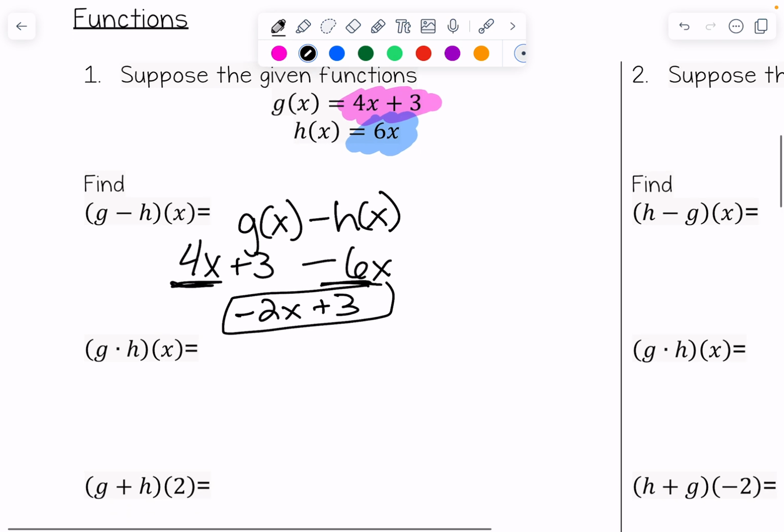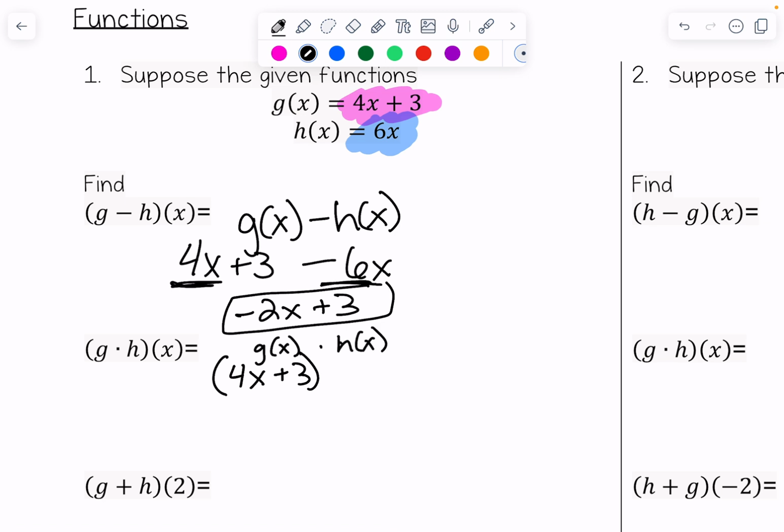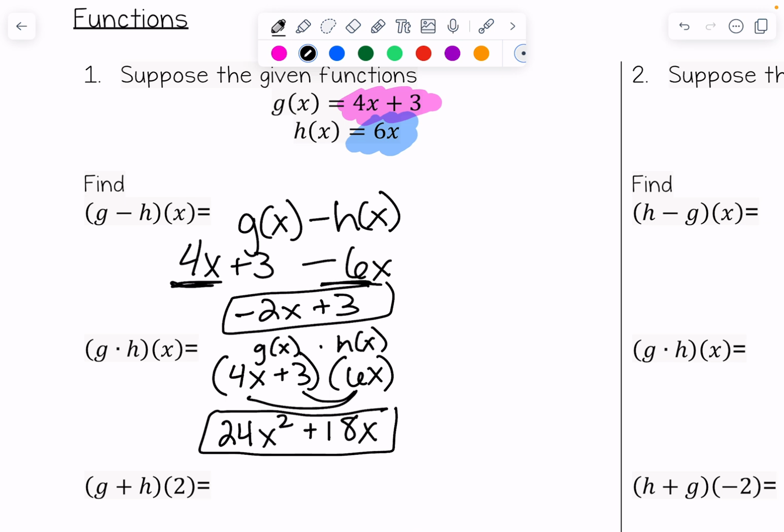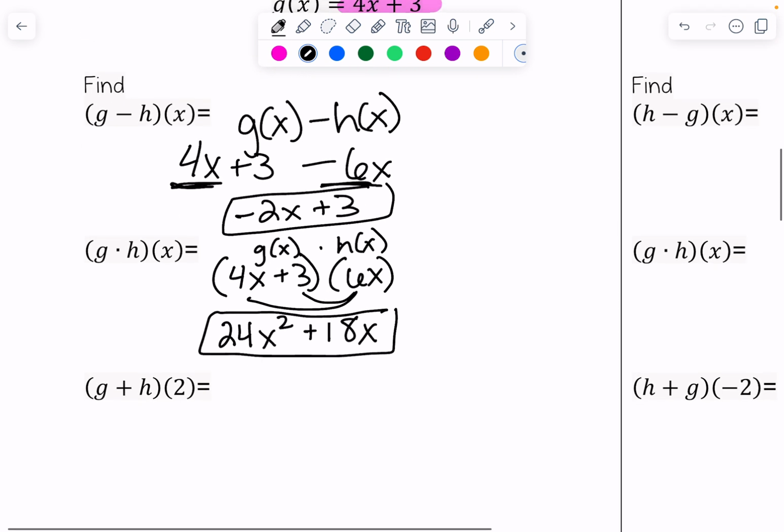Now, when we're going to do multiplication, we're going to do 4x plus 3, which is our g of x, and we're going to multiply it to our h of x, which is just our 6x. We're going to do the distributive property here. We take this one first, so that's 24x squared. Then we take our second one, that's plus 18x. They have two different exponents, so they cannot be merged together. We are done there.